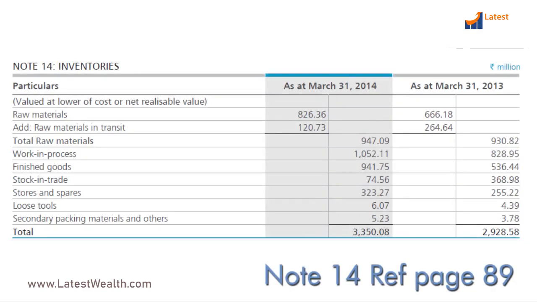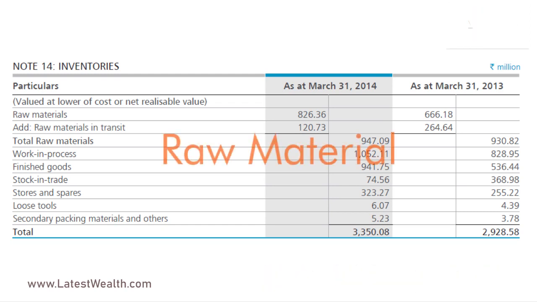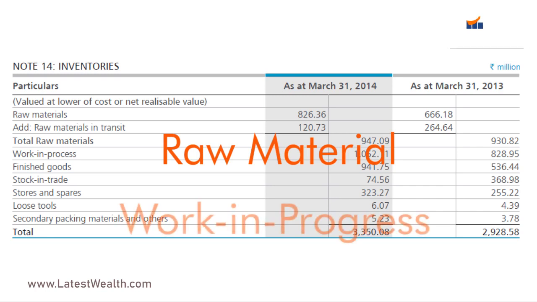Just look here, they have shown in note 14 what all the inventories they have. Just see note 14 on page 89. Now you can see the bulk of inventory value comes from raw material and work in progress. Raw material means, if you want to create a new product, some raw material is needed. Suppose it is a building construction, as I said, bricks, cement, sand, and steel are the raw material.